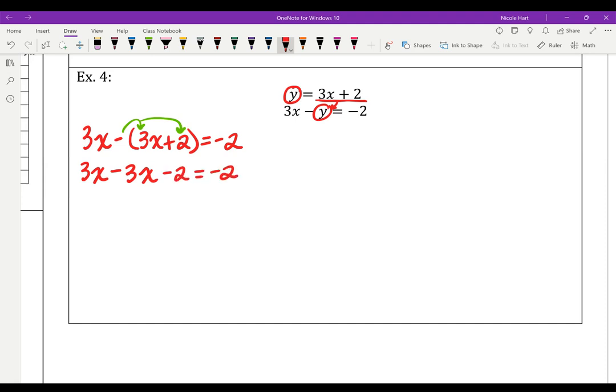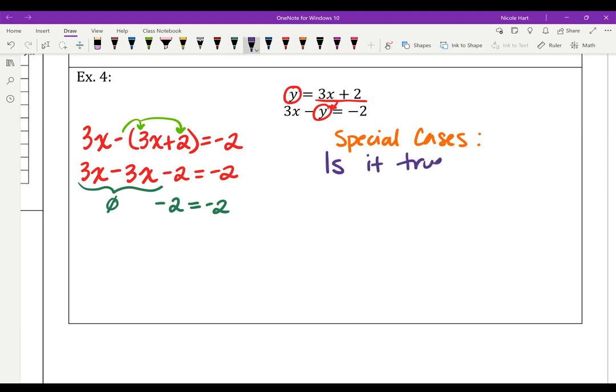And you might start to notice, well, this looks a little weird. 3x minus 3x, well, those just cancel each other out and they don't exist anymore. And then we're left with negative 2 equals negative 2. This is what we call our special cases. And with these special cases, there are two possibilities. The first thing you have to do is ask yourself, is it true? And then based off of that, you'll find your answer.